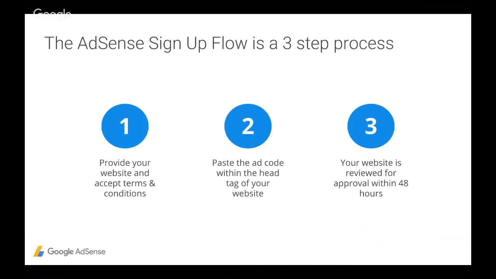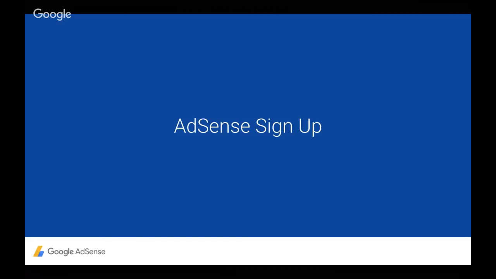We'll try to get through as many at the end of the Hangout as possible. Yes. So let's just kick on. The AdSense sign-up flow is very easy and quite straightforward. It consists of 3 steps. The first step is where you provide your website and accept the terms and conditions of AdSense. Then you will need to find your ad code and paste it within the head tag of your website. Once the coding is done, your website will be reviewed by our specialists for approval, and you will hear back from them within 48 hours. I would like to go more in depth on these steps just to give you more of an overview.